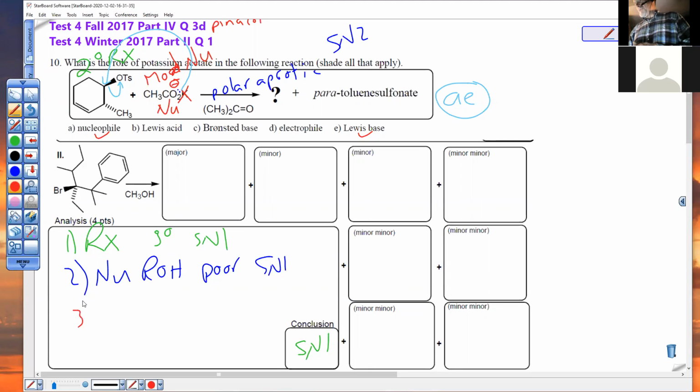Solvent, ROH. Polar protic. Also SN1. We're going SN1. We're making a cation right here. You don't get points for this mechanism, but that's where you're starting. SN1 carbocation. And I'm not going to put that as my major product because I see possibilities for rearrangement both directions.